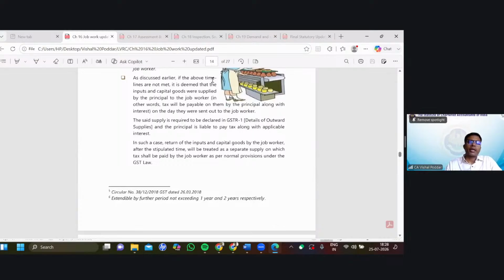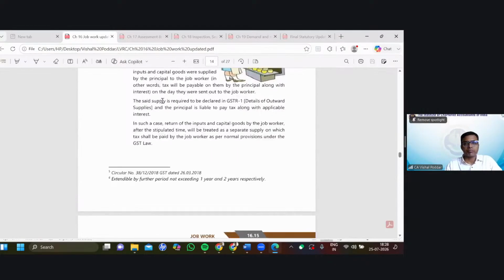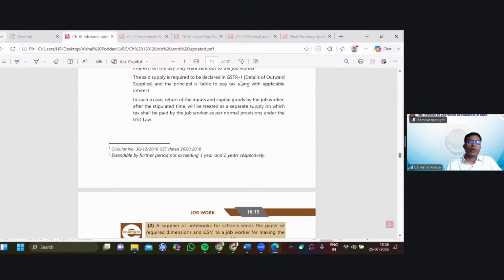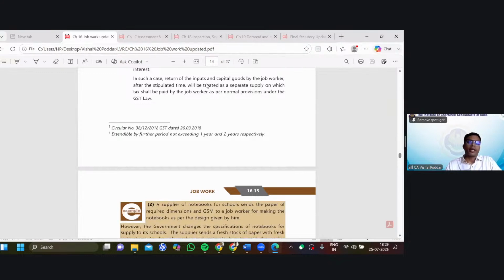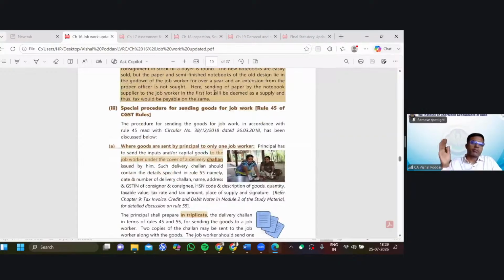Now, again, if timelines are not met, then it will be deemed that these goods were supplied by the principal to the job worker on day 1. And then the principal will have to upload the details in GSTR 1 and also pay tax along with interest. In case of return of inputs or capital goods by the job worker after the stipulated time, again the job worker will be treating it as supply and paying tax accordingly. So you'll find that something common is there between 143 and 19.